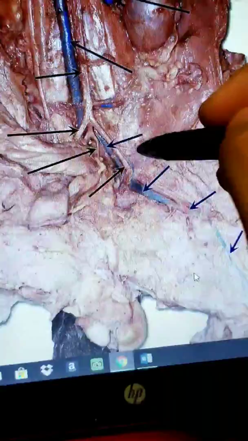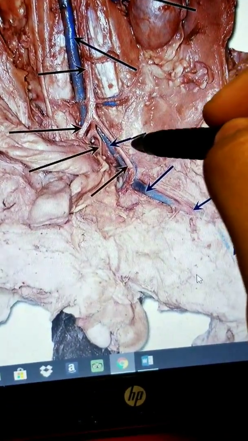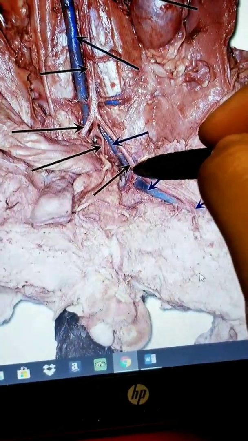The celiac trunk comes from the descending thoracic aorta. It supplies the stomach, liver, gallbladder, pancreas, and spleen. The superior mesenteric artery is posterior to the celiac trunk and supplies the small intestine and most of the large intestine. The femoral artery comes from the external iliac artery.